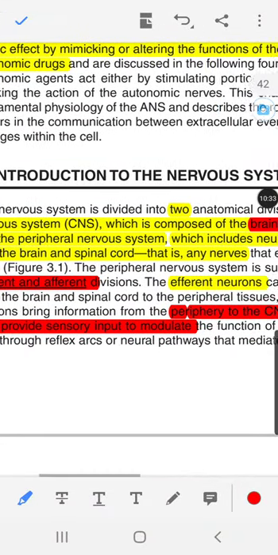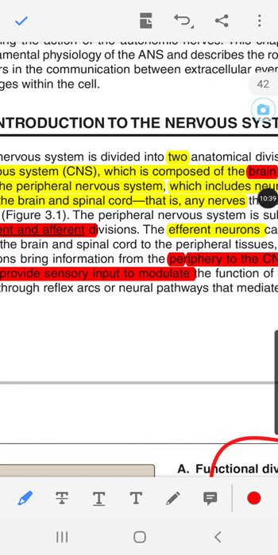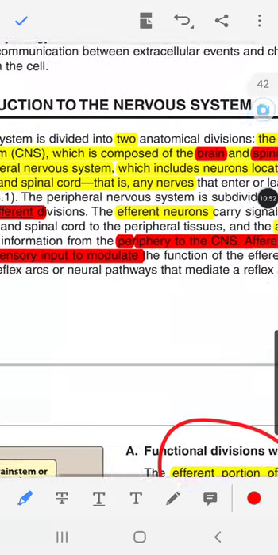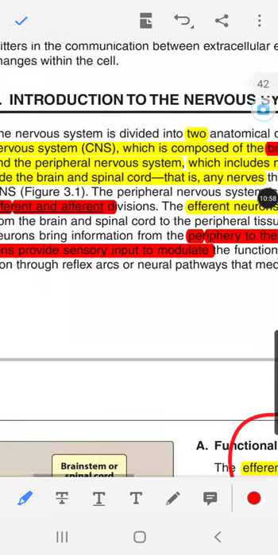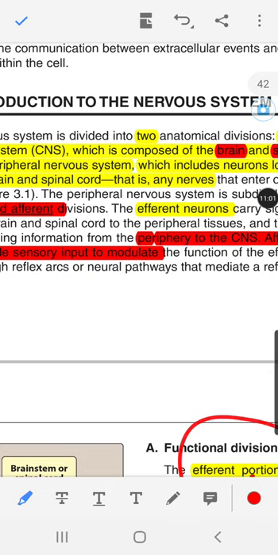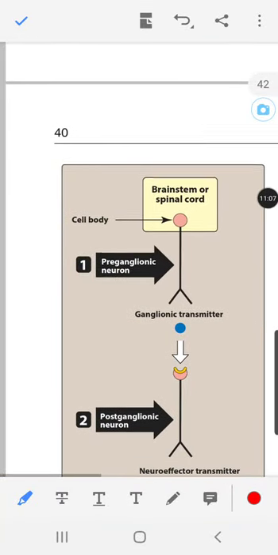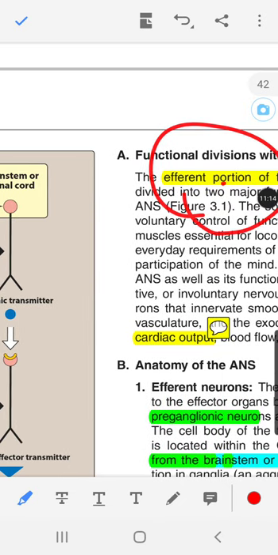These are the important ones: the definition of afferent neurons and the definition of efferent neurons. The afferent neurons provide sensory input to modulate the function of the efferent divisions. Ultimately, when afferent takes signals to the brain and spinal cord, then efferent takes signals from the brain and the spinal cord to the peripheral tissues. Okay, you can see from here. I can show you in the flowchart.